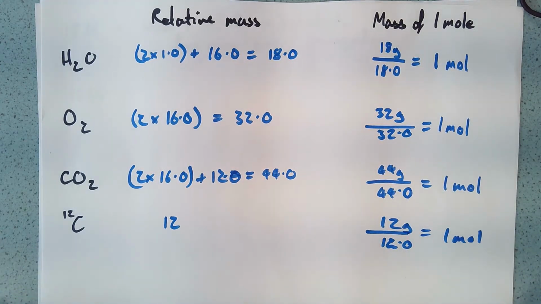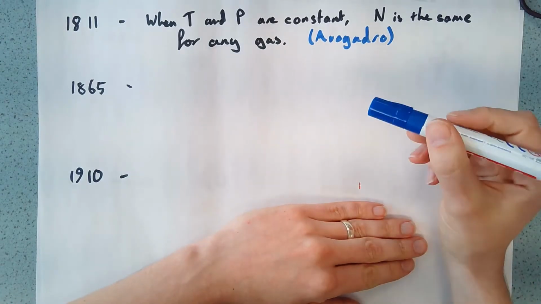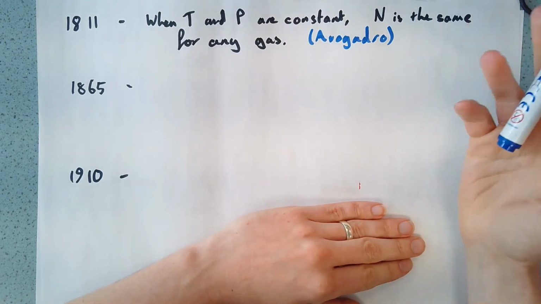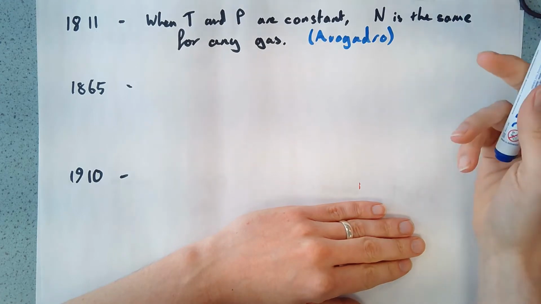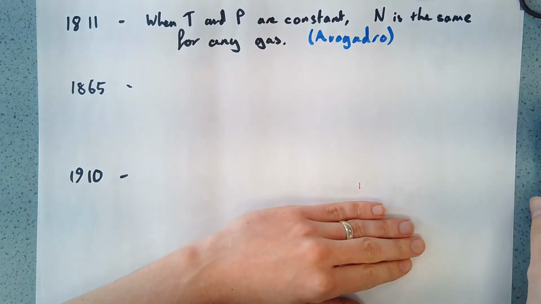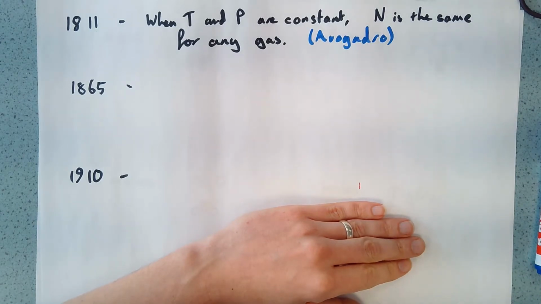What is this number of particles, and how do we work it out? Well, we need to build on some work by someone called Avogadro, which is why the number is given as Avogadro's constant. And the number has been refined gradually over time.